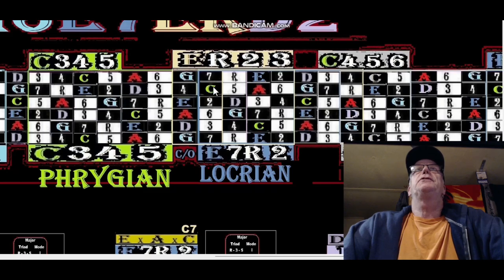But the E position also is a Locrian position, 7 root 2, 3, 4, 5, 6, 7, root 2, 3, 4, 5, 6, 7, root 2. Or you can have 2, 3 and a cutout up to here. Now the thing about cutouts with string shapes is, the string shapes here, 2, 3, 4 is a D string shape. D going to C, we're going to cut out, so we're going to go 2, 3, and then 4.